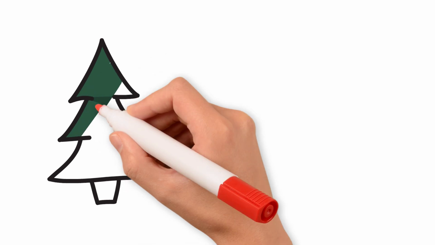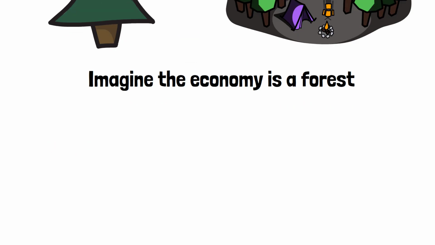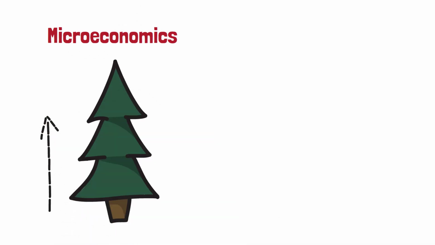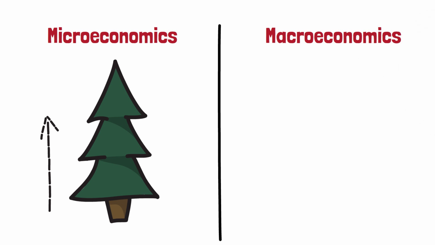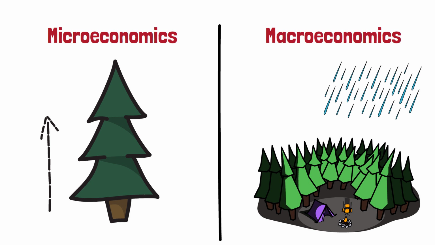Simple analogy, the tree versus the forest. Imagine the economy is a forest. Microeconomics studies the trees, their growth, shape, and health. Macroeconomics studies the entire forest, how all the trees grow together, how much rainfall the forest needs, and what affects its survival.